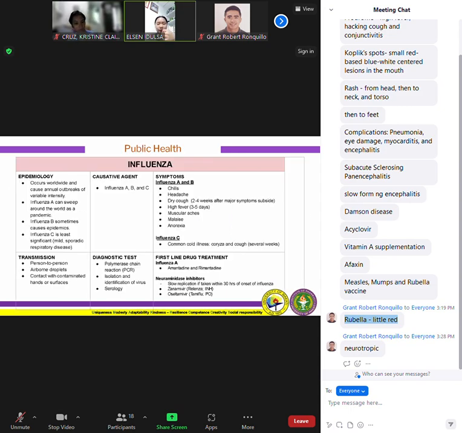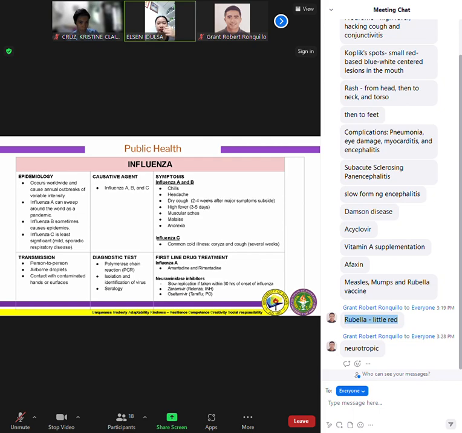So, ang disease po is influenza. With its epidemiology, it occurs worldwide and it causes annual outbreaks of variable intensity. So, it depends on the strain. So, influenza A can sweep the world as a pandemic. Influenza B sometimes causes epidemics. And then, influenza C is the least significant because it only induces mild and sporadic respiratory diseases on populations.